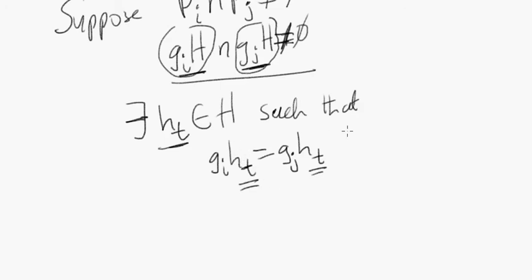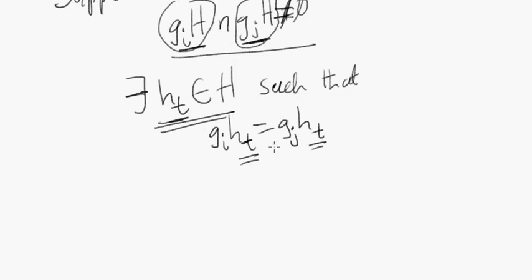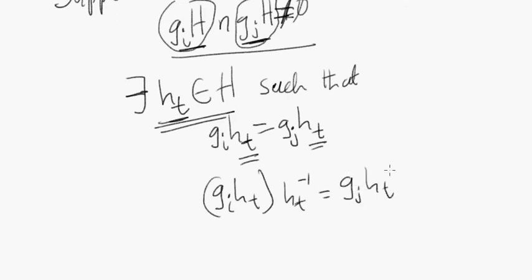What's so fun about groups? Well, groups have inverses. So we could multiply this equation by HT inverse. So we end up with GI times HT multiplied by HT inverse equals GJ times HT multiplied by HT inverse. Okay? When we calculate the multiplication, HT times HT inverse just gives us the identity. So now we have GI.